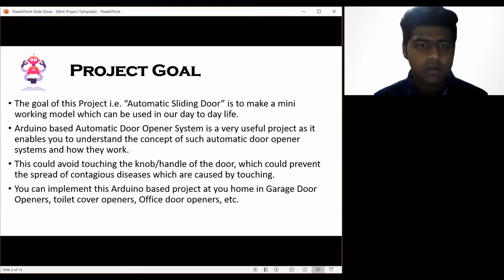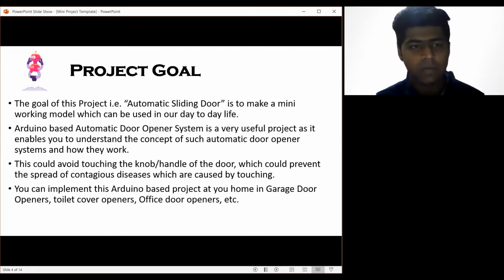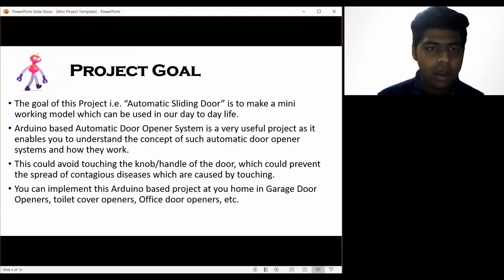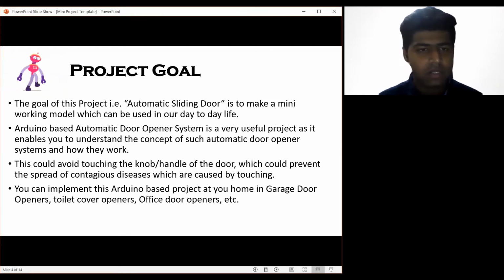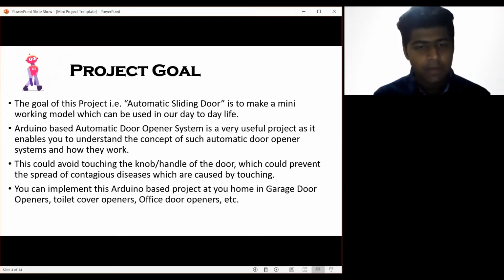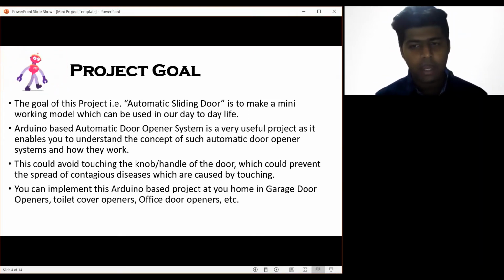So the project goal of the automatic sliding door is to make a mini working model which can be used in day-to-day life. An Arduino-based automatic door opener system is very useful as it enables you to understand the concept of such automatic door opener systems and how they work. This could avoid touching the knob handle of the door, which could prevent the spread of contagious diseases caused by touching. So you can implement this Arduino-based project at your home in garage door openers, toilet cover openers, office door openers, etc. Next slide.